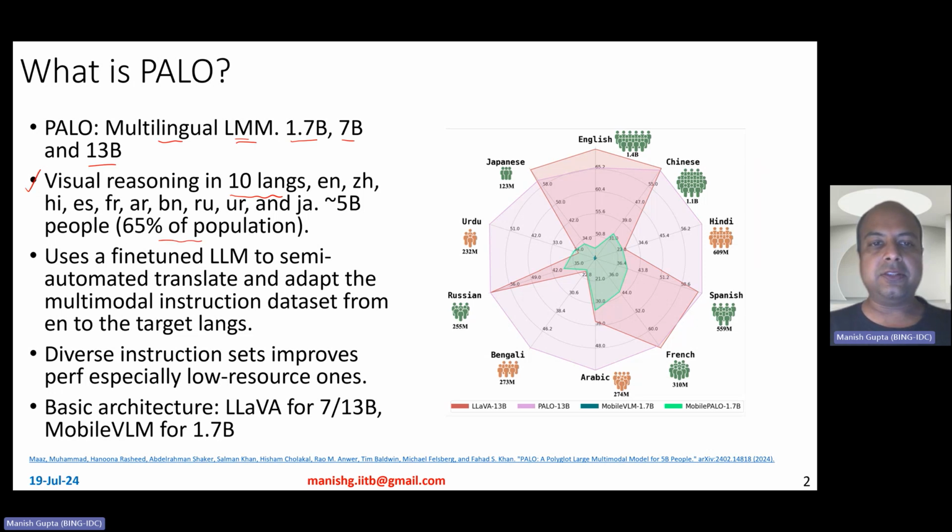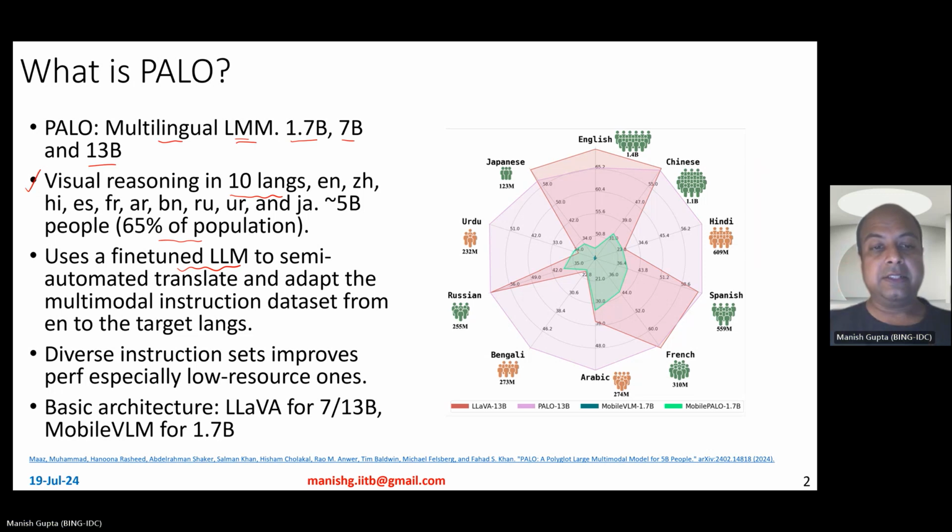So PALO uses a fine-tuned large language model to semi-automatically translate and adapt a multimodal instruction data set from English to these target languages. One of the biggest problems in training multilingual multimodal models is lack of data, and they solve the problem by actually translating the English data to these languages. But of course, the standard translation faces some issues, and therefore they have an interesting recipe of doing some manual checks and then using a fine-tuned large language model to solve those translation issues. I'll detail that in the next slide.